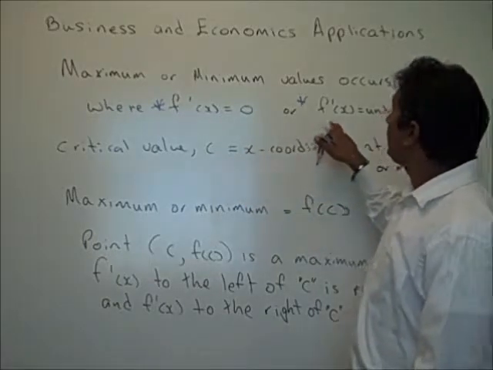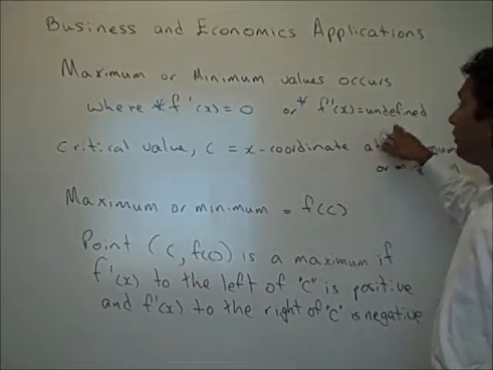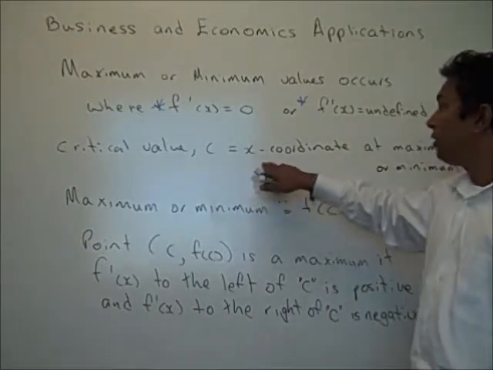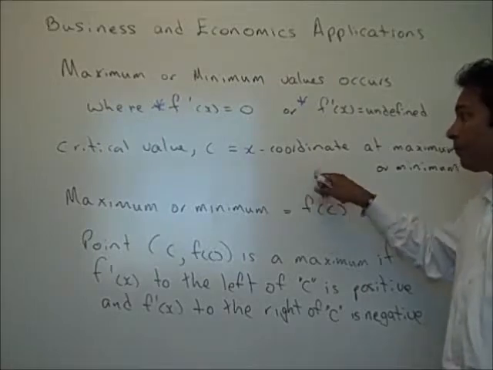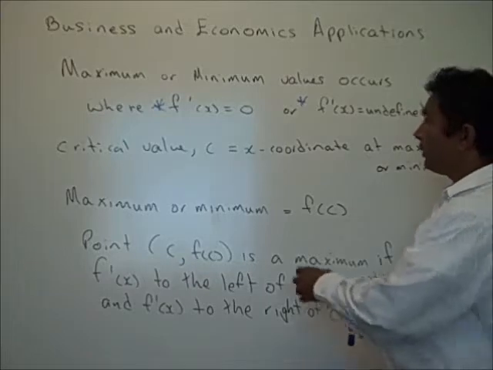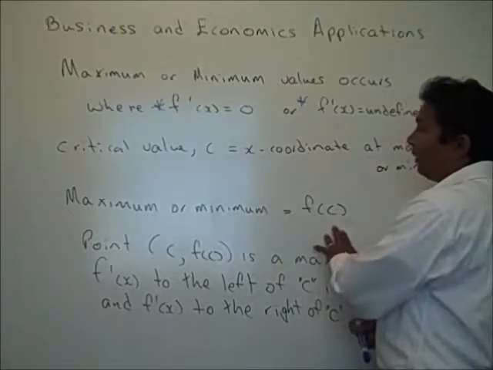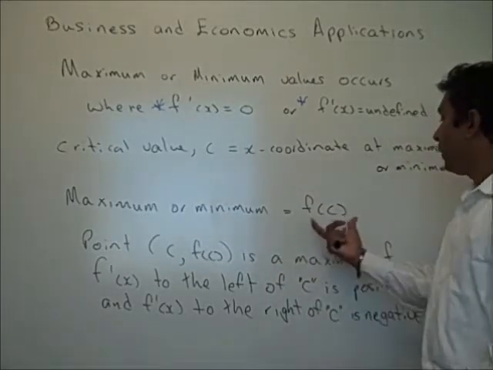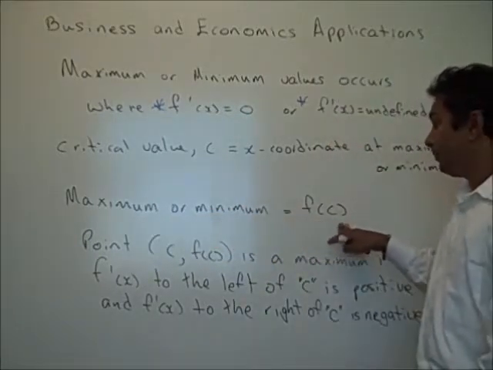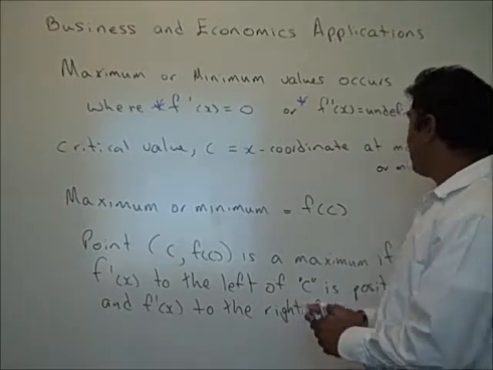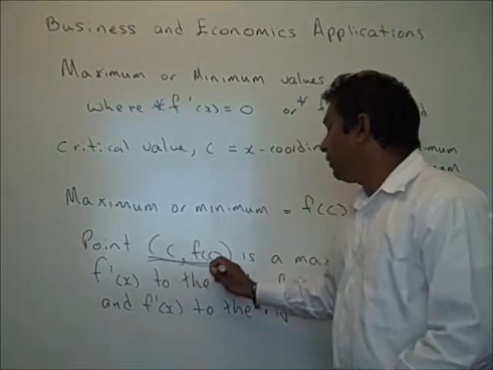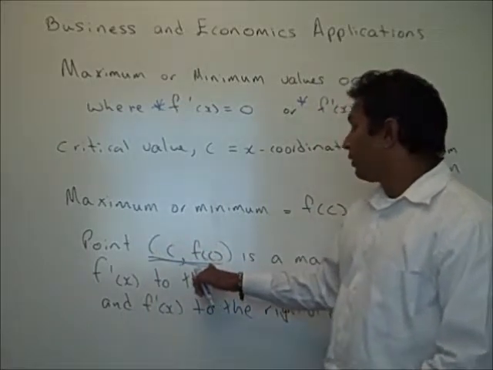Where our first derivative is equal to 0 or where it's undefined is known as our critical value. This critical value is just our x-coordinate. To find the actual maximum or minimum value, we need to substitute that critical value c into our original function and evaluate it. So our maximum or minimum value will be f of c. Or our maximum or minimum value could be defined as the point c, or x-coordinate, and the y-coordinate, f of c.